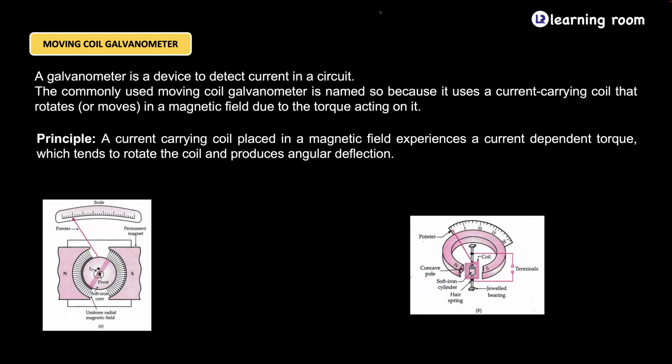Right. Shall we proceed? So the next topic that we are going to discuss is, the name itself is here, right? It's called a moving coil galvanometer, which I'm sure everybody would have already seen in your lab.